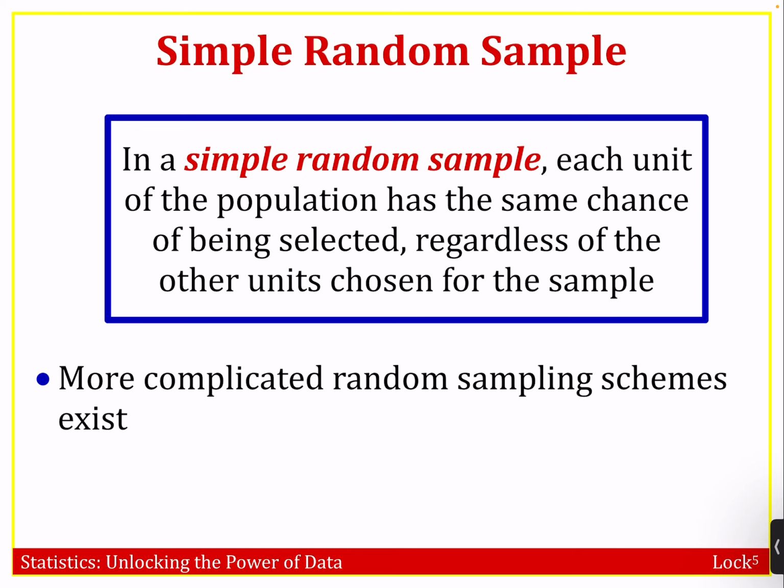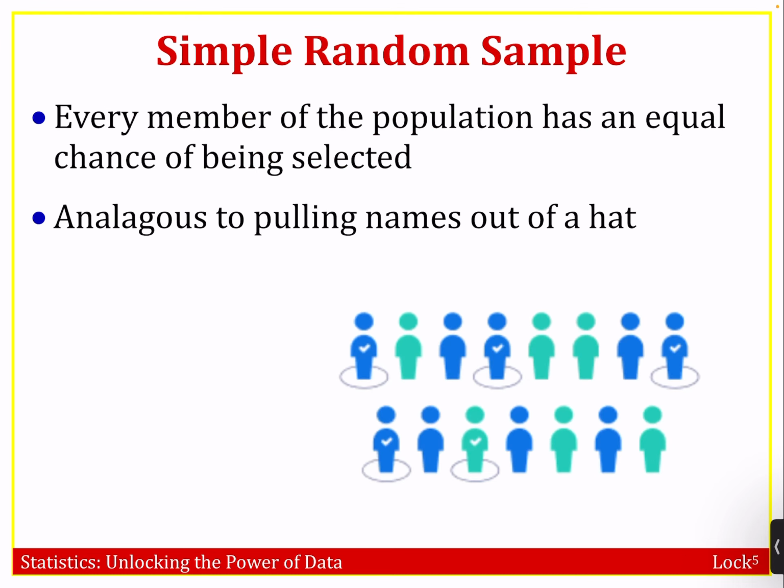And there are times when we want to look at more complicated sampling schemes. We're not gonna talk a whole bunch about this, but we're gonna take a minute and look at these. So this is just a simple random sample. Every member of the population has an equal chance of being selected.